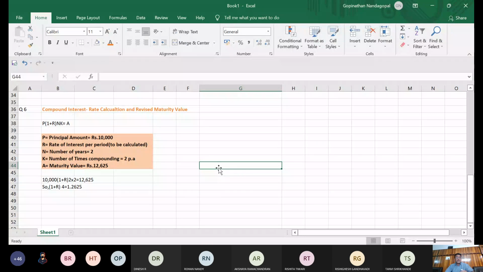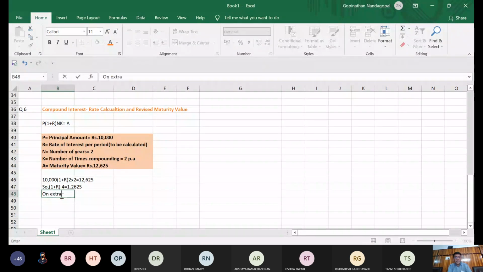See here, we can put it like this. On extracting square root twice, that is 1 plus R is equal to how much? On extracting square root twice, 1 plus R is equal to what? Around 1.06.